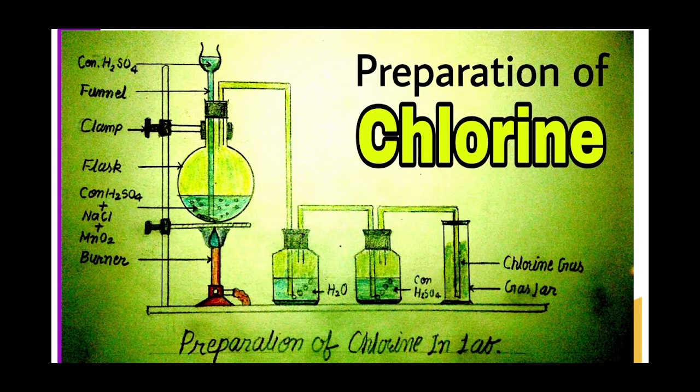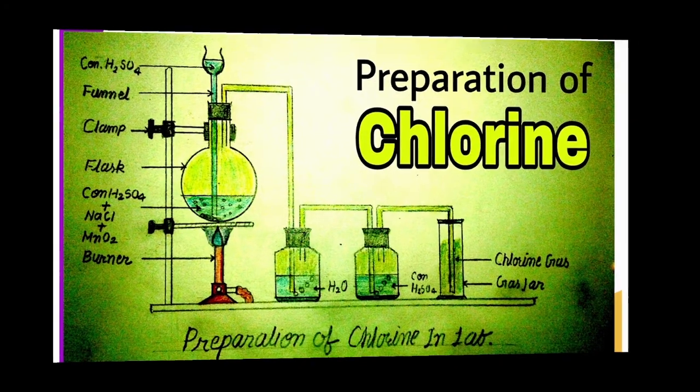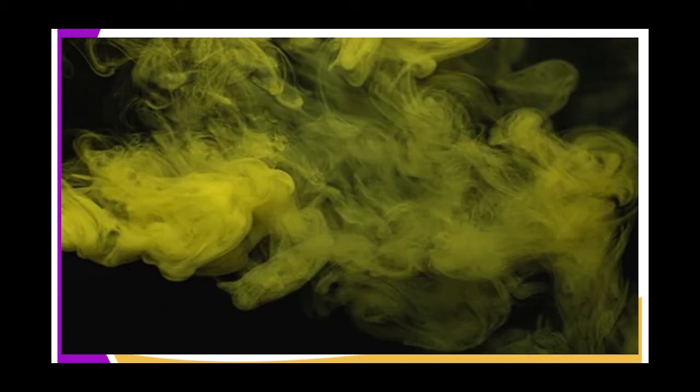As you can see from the diagram, we're going to react sulfuric acid with sodium chloride, or we can react hydrochloric acid with manganese (IV) oxide. And what we are going to get is chlorine gas. We pass the gas through concentrated sulfuric acid so as to dry it. Chlorine gas is green in color. As you can see, chlorine is green in color.